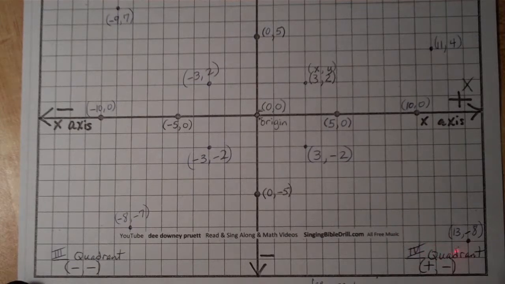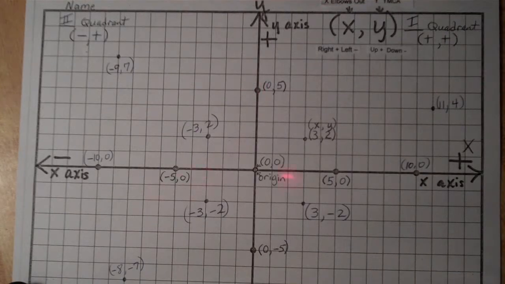In the fourth quadrant, the first number is along the positive x-axis, the second number is negative. So all the numbers in the fourth quadrant, the first number is positive, the second number is negative. If we wanted to locate 13, -8, we would go over positive 13, 10, 11, 12, 13, and down -8, 1, 2, 3, 4, 5, 6, 7, 8. 13, -8.